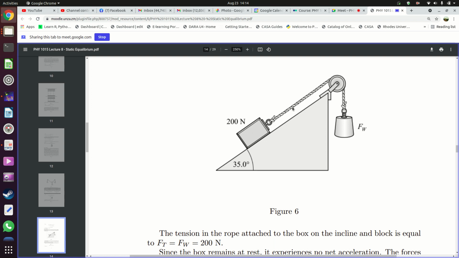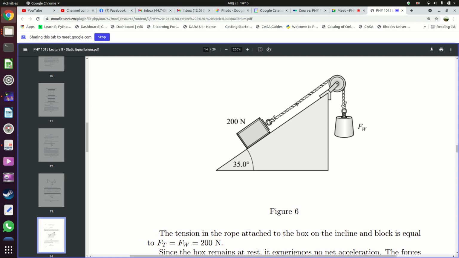Next, if this rope was not there to stop the box, this box would most likely slide in this direction. So if the rope was not there to stop the box from sliding, this box would slide in this direction. We choose the direction in which the box is likely to slide as our positive x-axis. So our positive x-axis will be down this side, and our negative x-axis will be this side.